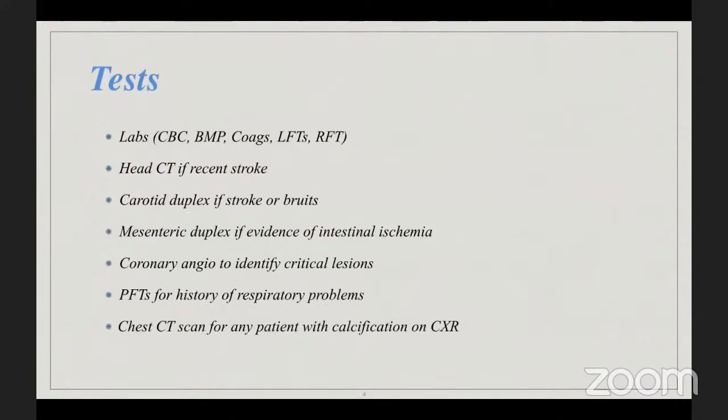For tests, basically labs such as CBC, BNP, coagulation profile, LFTs, and renal function; head CT in case of recent stroke; carotid duplex in case of stroke or prior TIAs, or even in case of left main stenosis; mesenteric duplex if there is any evidence of intestinal ischemia; coronary angio to identify critical lesions; pulmonary function test for history of respiratory problems, COPD or smoker patients; and chest CT if the patient has aberrant calcification in their chest x-rays.